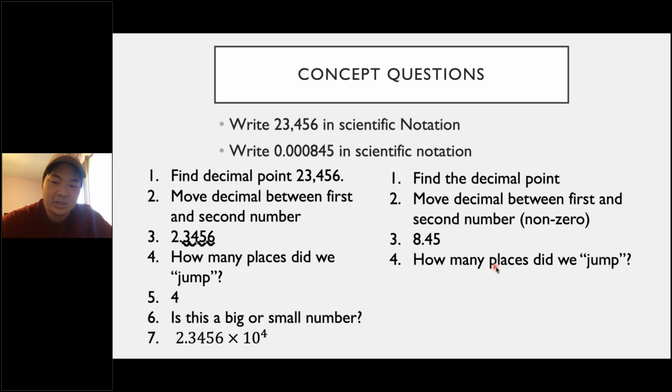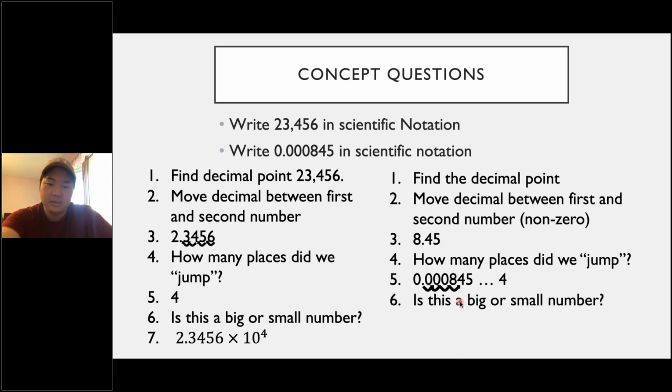Now we ask ourselves, how many places did we jump? We started with this number, 0.0000845, and we ended up with 8.45. So the decimal place ended right here. So we jumped 4 spots: 1, 2, 3, 4. And we have to ask ourselves, is this a big or a small number? The number we started with is 0.0000845. That sounds pretty small to me. So our exponent is going to be negative. So our exponent is going to be a negative 4.